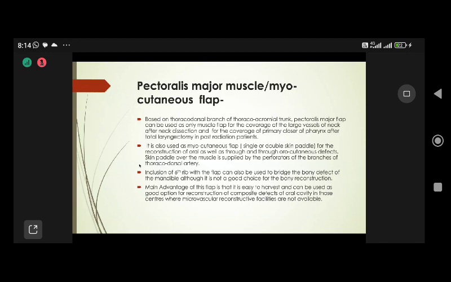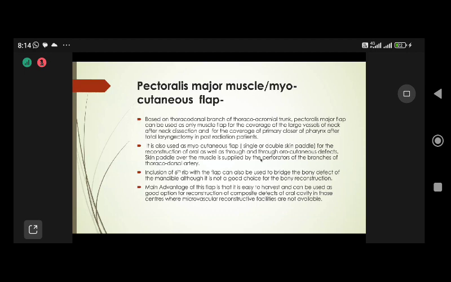Based on thoracodorsal branch of thoracoacromial trunk, pectoralis major flap can be used as only muscle flap for the coverage of the large vessel of the neck after neck dissection and for the coverage of primary closure of pharynx after total laryngectomy in post-radiation patient. It is also used as myocutaneous flap with single or double skin paddle for the reconstruction of oral as well as through and through orocutaneous defects.